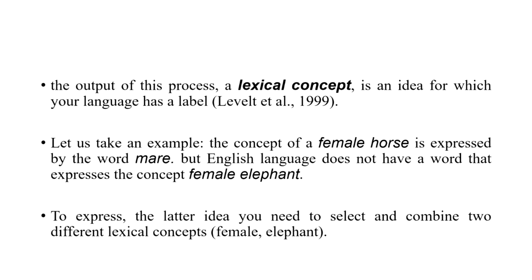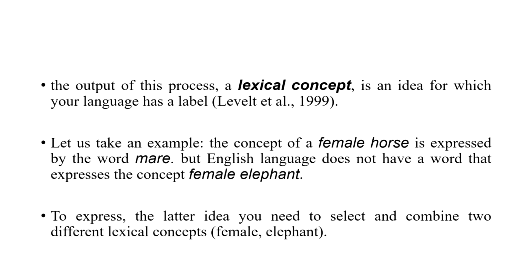Oh, do I want to have a lunchtime conversation? Do I want to talk about weather? Do I want to talk about the nice dress that a person is wearing? What is it that I want to really talk about? The output of this process, once you have a sense of what you really want to talk about, is a lexical concept, and a lexical concept is basically an idea for which your language has a label.